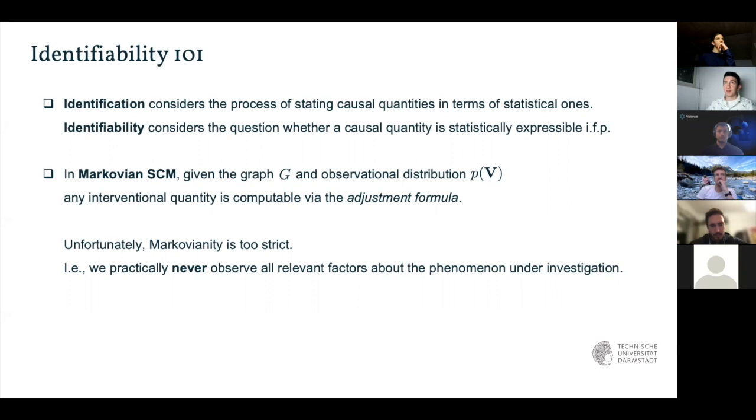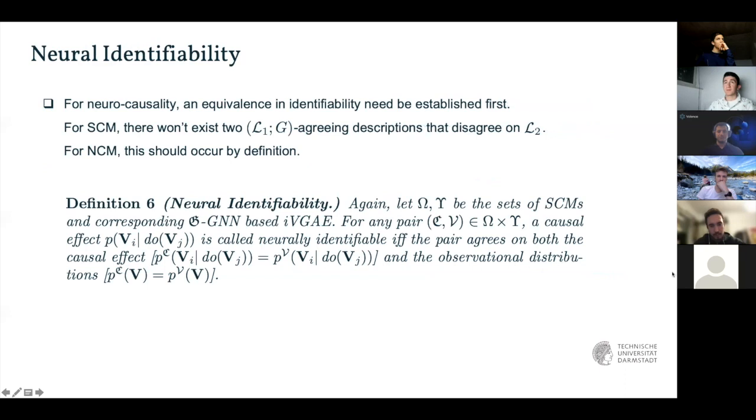Okay. Then, so this was regarding that slide. Remember, identifiability is really about getting around doing something in the real world, and identification is the actual process of knowing how to get it done. For SCMs, what identifiability tells you is that if you have a pair of SCMs which agree on the graph and on the associational distributions, there won't simply be two different descriptions that just look different and do not also agree on L2.